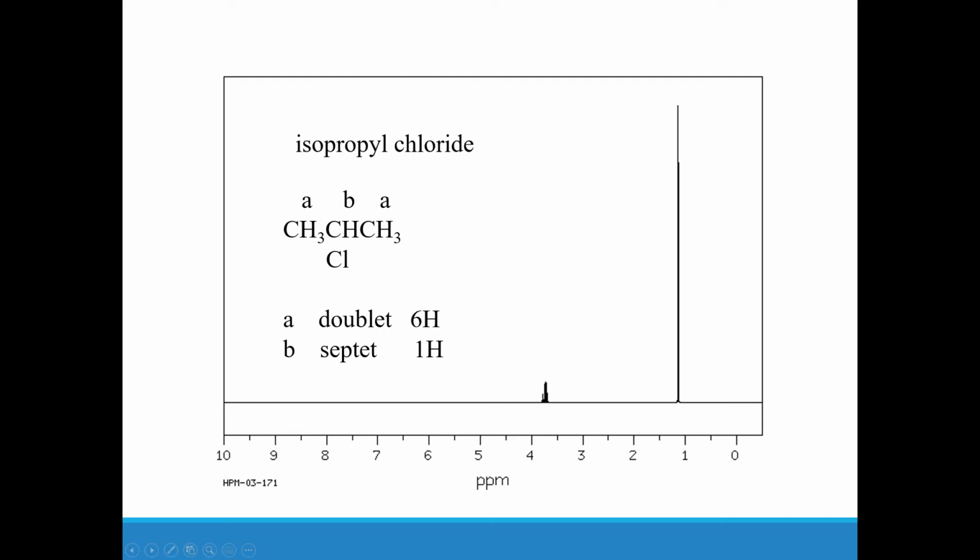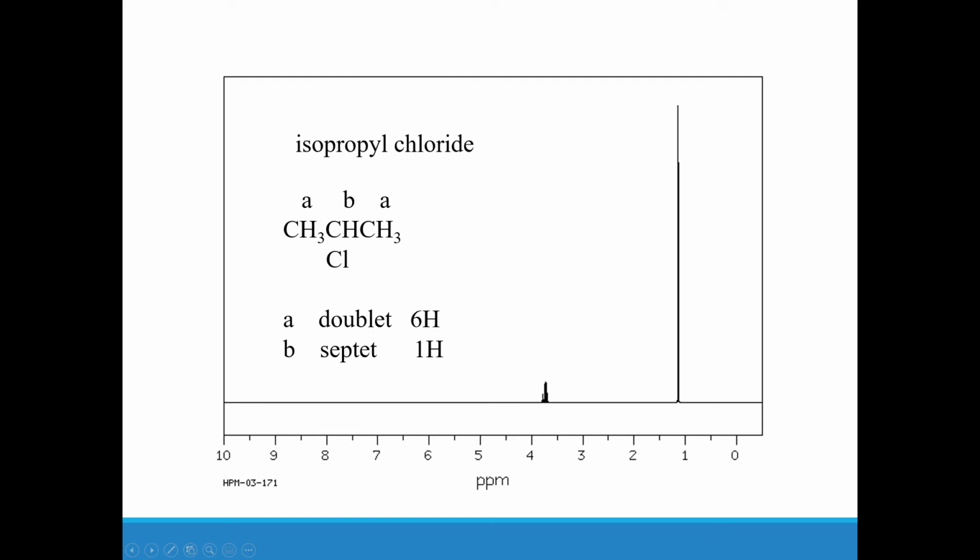So for isopropyl chloride, we have our first type, which is the methyls on the outside. Because they have a hydrogen as a neighbor, 1 plus 1 is 2, so we expect a doublet. And you can kind of see the doublets. They're really close together, but this is a doublet.